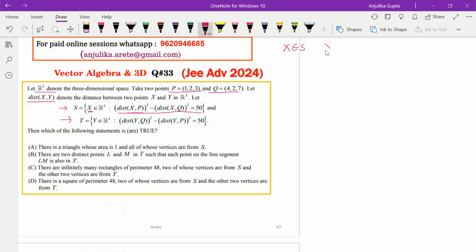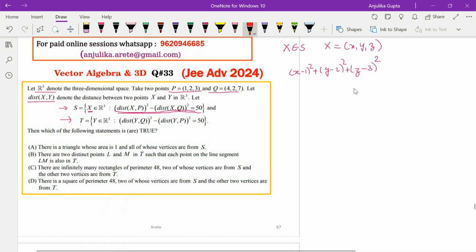Let's say X looks like (x, y, z). This is how the coordinate looks. Now can you write this whole equation? The distance between X and P, minus the distance between X and Q. This whole thing is equal to what? 50, they have given. You have to form an equation out of this.